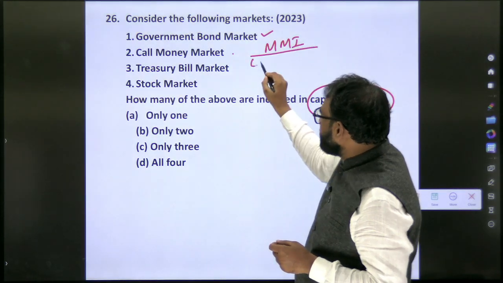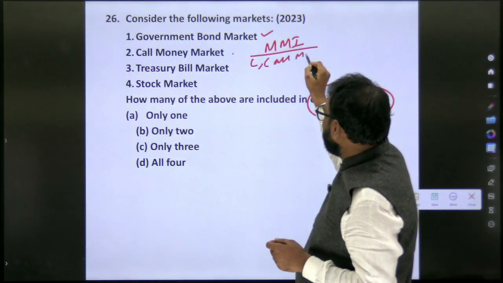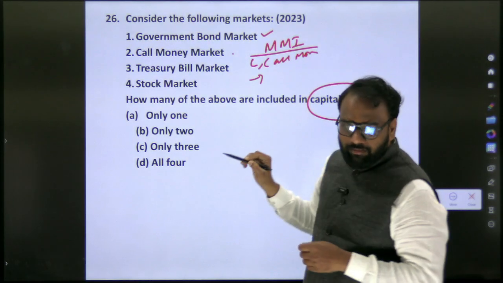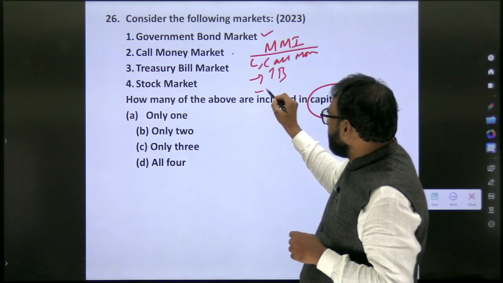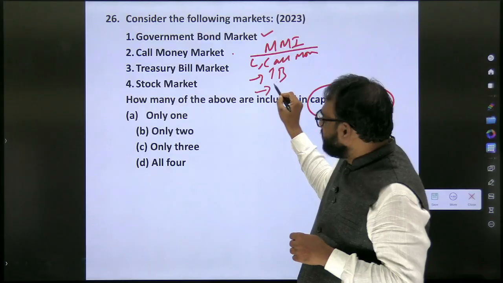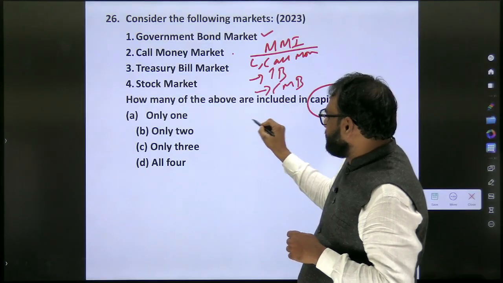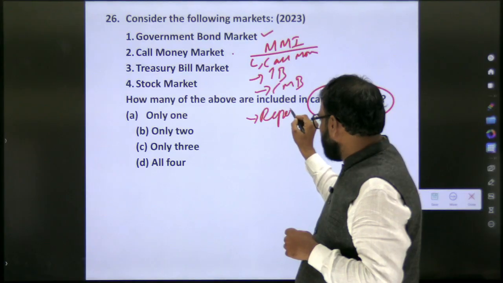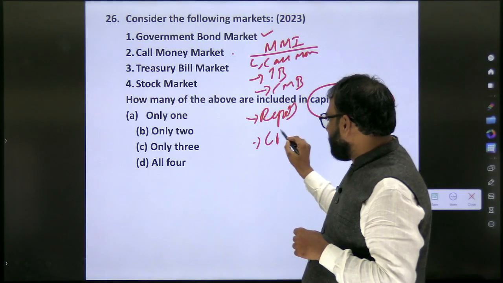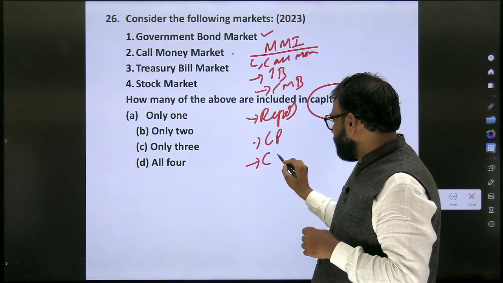So which are the money market instruments? Call money. Next, treasury bills. Next, cash management bills. Next, repos. Next, commercial paper, certificates of deposit.